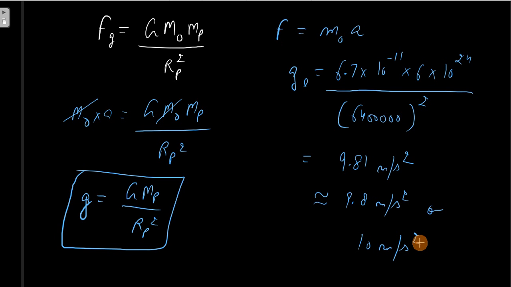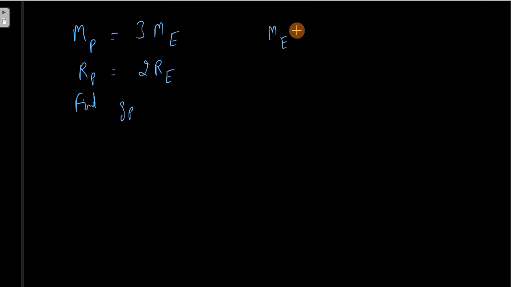If we change the planet, its value will also change. So let us solve some questions related to this. This is the data we have been given: the mass of the planet is 3 times the mass of earth, where the mass of earth is 6 into 10 raised to power 24 kilogram, and the radius of earth is 6.4 into 10 raised to power 6 meter. So we have a planet P whose mass is 3 times that of earth and radius is 2 times that of earth. We have to find the value of small g on that planet.